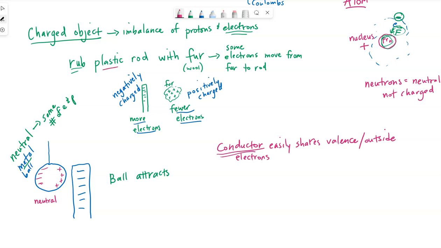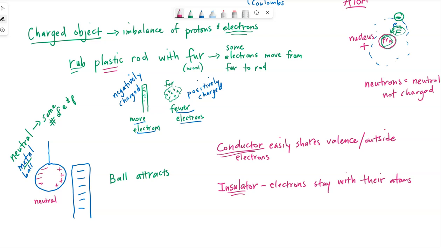Now, a plastic rod is considered an insulator. The electrons stay with their atoms. They do not easily move from atom to atom. And so this plastic rod, we can totally charge it. We can get the negative charge on it, but that negative charge is not going to move around on the plastic rod. It's going to stay where we rubbed the rod and charged it.